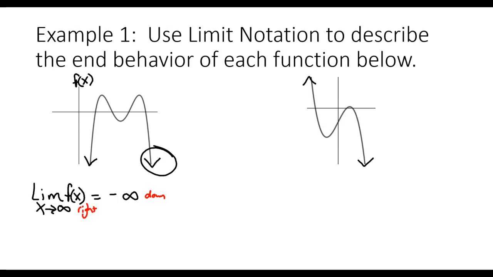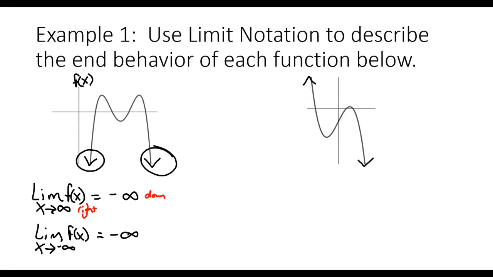Now, I want to do not just that side of my graph, I want to do the other side. So for that one, that's on the left. And if I'm on the left, then x is approaching what? Negative infinity, because the left is negative. And what's happening with the y value on that side? Going down again. So what am I going to put? Negative infinity. This time they're both negative infinity. That's different from the last slide, right?